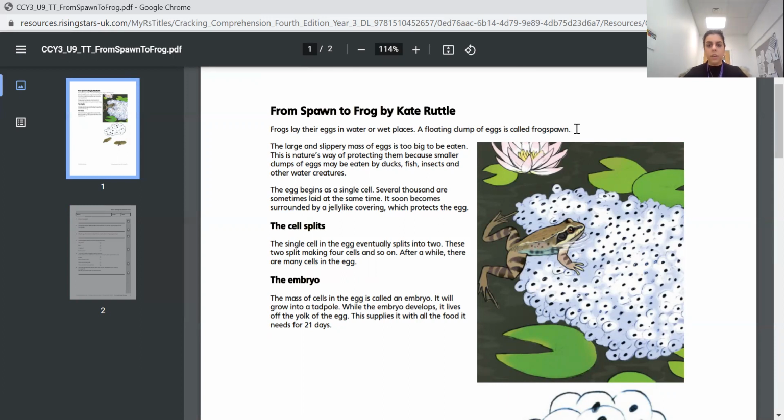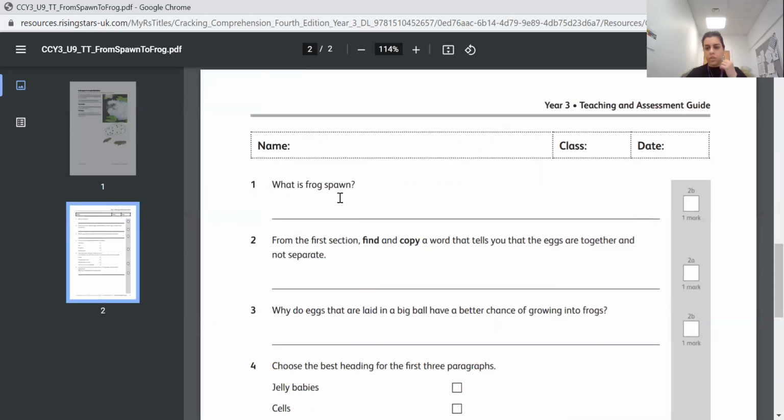Okay, if you have written a floating clump of eggs, perfect. That is what frog spawn is. Or you can say it's the eggs that the frogs have laid and it's the clump of them all together. That's absolutely fine as well. Because in these 2 sentences, you would find the answer, a floating clump of eggs, and that is what frog spawn is. Okay, so that's our first question.